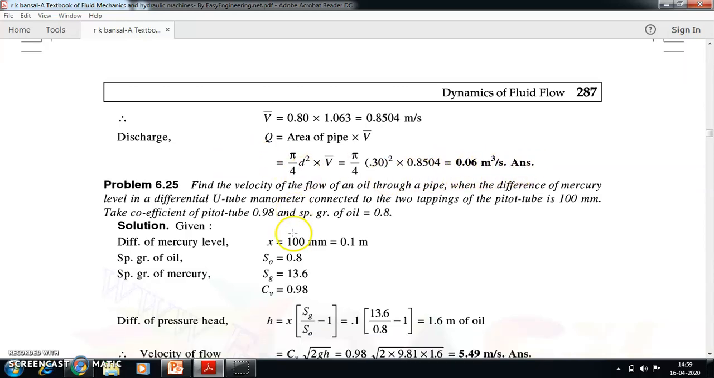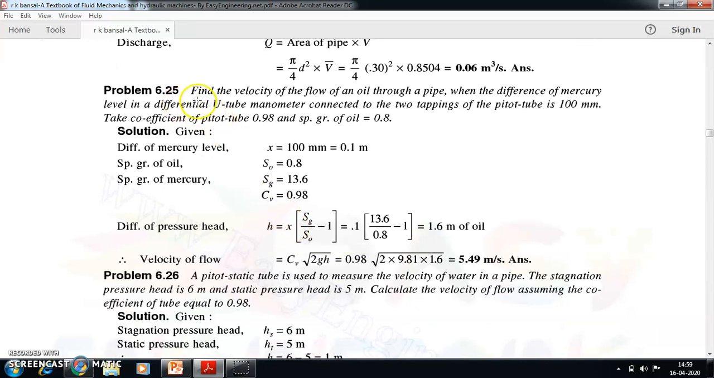So very simple problem. Similarly, we'll go to the next problem, 6.25. We need to find the velocity of the flow of an oil through a pipe when the difference of mercury level in the differential manometer connected to the two tappings of the Pitot tube is 100 millimeter. Take the coefficient of the Pitot tube as 0.98 and the specific gravity of the oil is given to you, which is 0.8. So they have given you the U-tube manometer reading.